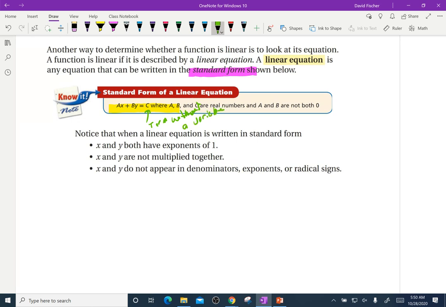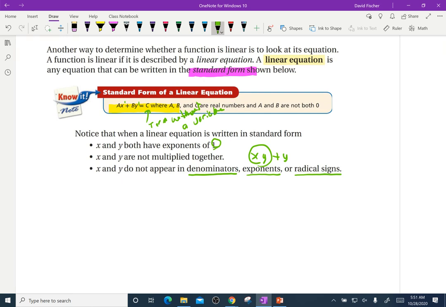Okay. Now, here's a couple of things that are rule breakers. If x and y both have exponents of 1, that's very important. My exponent here, we just don't write it, but both of them have an exponent of 1. The x and the y's are not multiplied together, so I don't ever have an xy plus a y or something like that where they're together. And the x and the y don't appear in the denominators, so we can't have them as a fraction. We cannot have them as an exponent, and we cannot have radical signs.